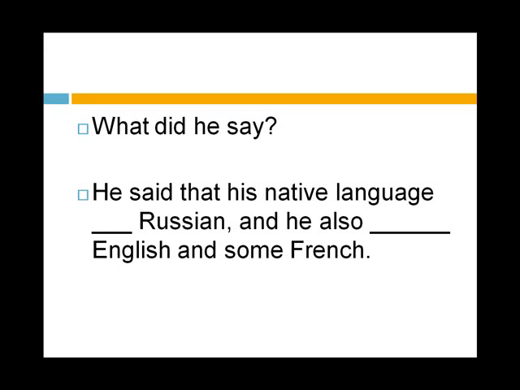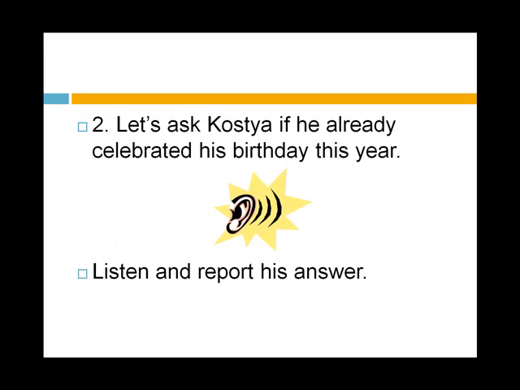What did he say? He said that his native language is Russian and he also speaks English and some French. Because these are facts, we don't have to change verb tenses. Let's ask Kostya if he already celebrated his birthday this year. Listen and report his answer.